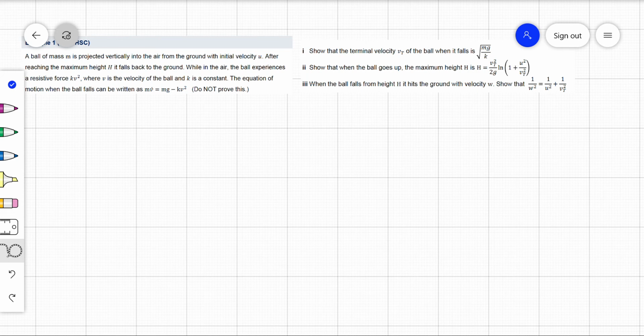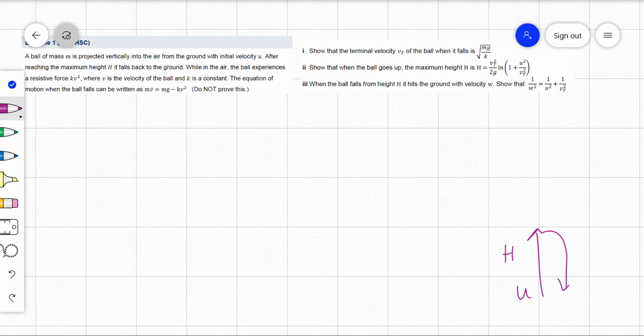So in this question, a ball of mass m is projected vertically into the air from the ground with initial velocity u. So it's going up with initial velocity u, and it reaches a height h, and then it falls back to the ground.